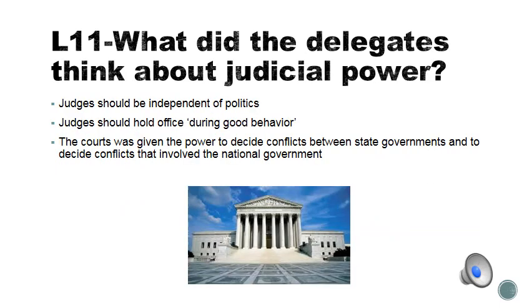So what do the delegates think about judicial power? So judges should be independent of politics. Judges should hold office on good behavior. If it's not good behavior, then they can be impeached. And the courts were given the power to decide conflicts between state governments and to decide conflicts that involve the national government. We'll talk more in detail about the judicial power, but their main job was to interpret law at the national level and at the state level.